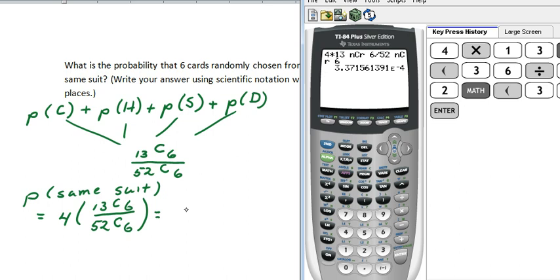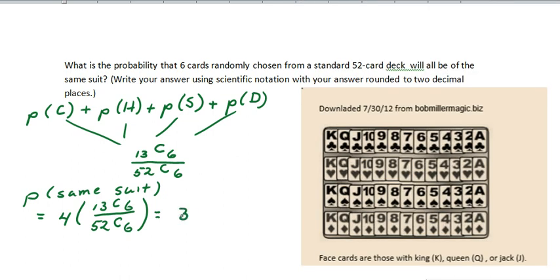So the answer is 3.37 times 10 to the negative 4th. We were asked to use scientific notation this time. Do remember that written as a decimal would be 0.000337. This time we're not asked to write it as a decimal, but realize that the probability of having all cards of one suit with a 6-card hand would be approximately 3/10,000ths.